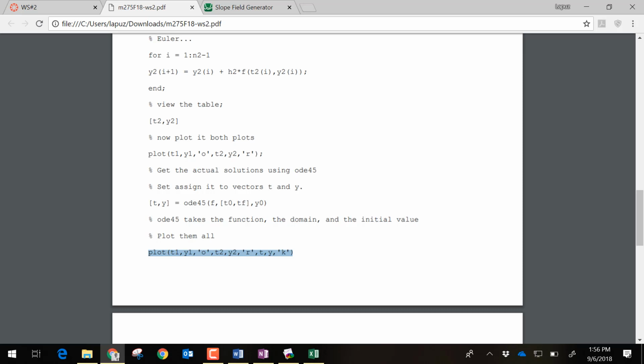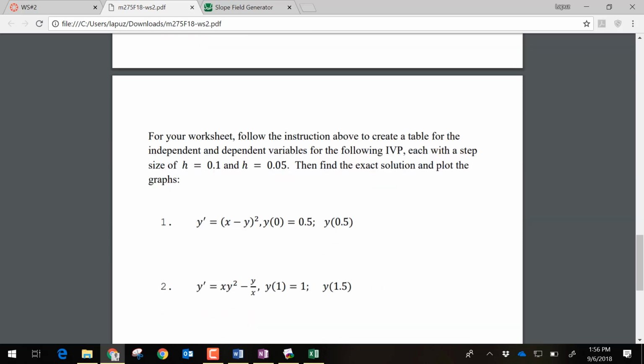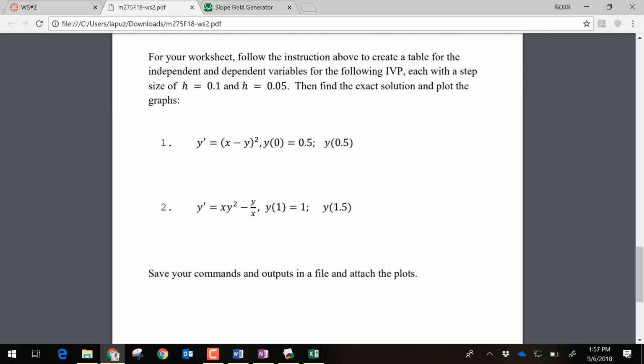Okay? So I want you to do this exercise for 2 different problems. I want you to do this in Matlab, and then copy all your commands and your outputs, and then copy the plots, because the plot's going to pop up in a different window. So take a snapshot of those plots and paste it on your document, and then submit that online. Question?